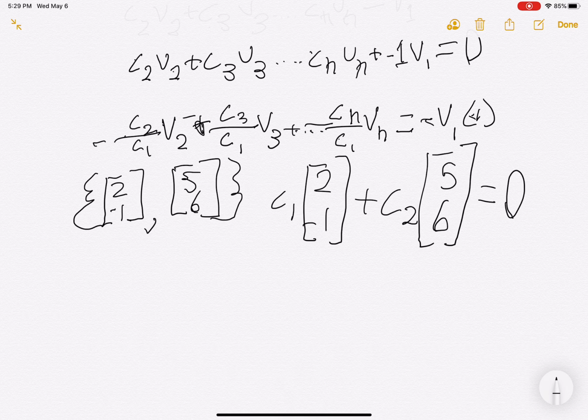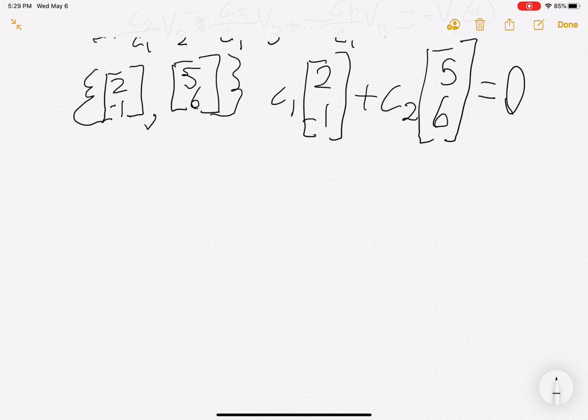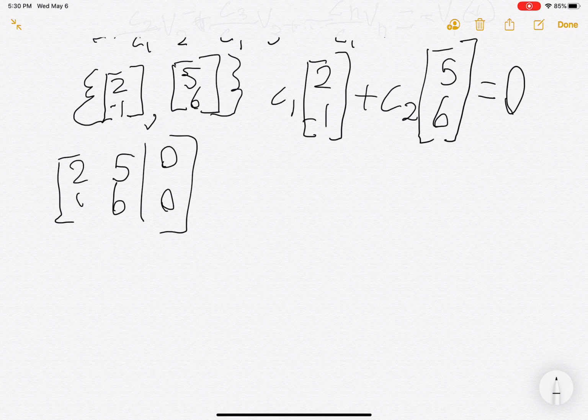The second column is 5, 6, and then it's equal to 0, 0. I forgot to mention that the reason it's both zeros is because this is the 0 vector, so it can be bolded. That's the 0 vector, so all terms in there are 0. In this case, there are only 2 terms, since it's a system of 2 equations.